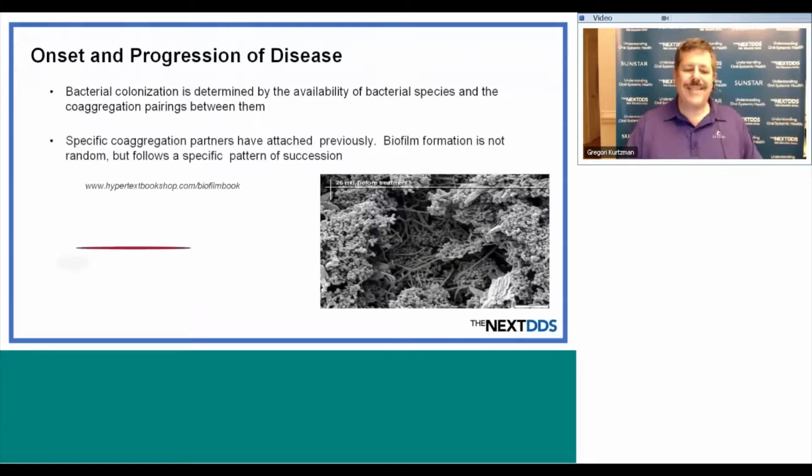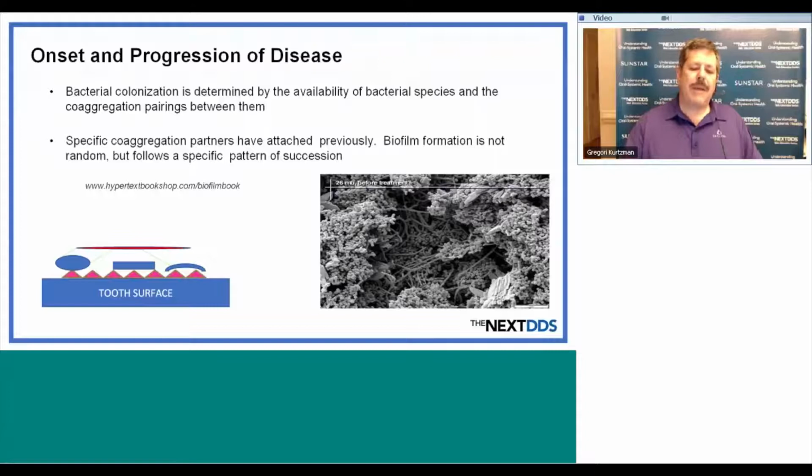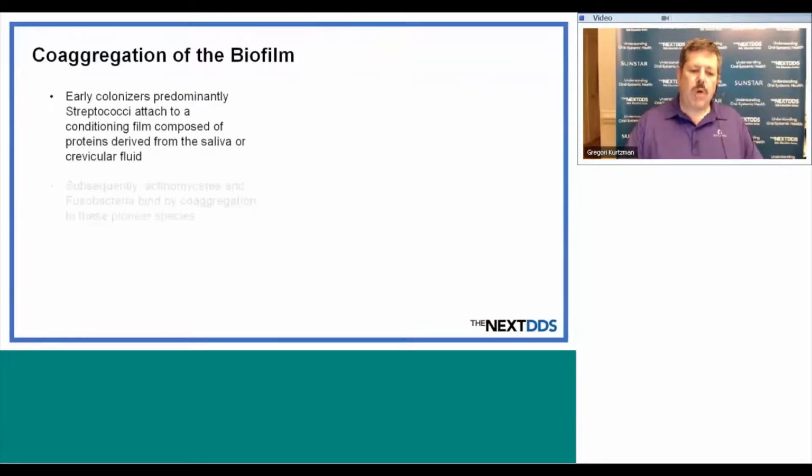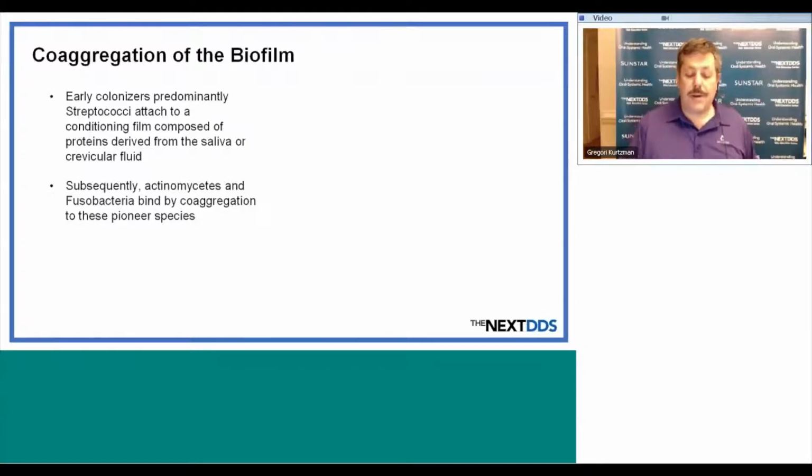Onset and progression of disease: bacterial colonization is determined by the availability of the bacterial species and the co-aggregation pairings between them. Specific co-aggregation partners have attached previously. Biofilm formation is not random, but follows a specific pattern of succession. Early colonizers, predominantly streptococci, attach to a conditioning film composed of proteins derived from the saliva or crevicular fluid. Subsequently, actinomycetes and fusobacteria bind by co-aggregation to these pioneer species.